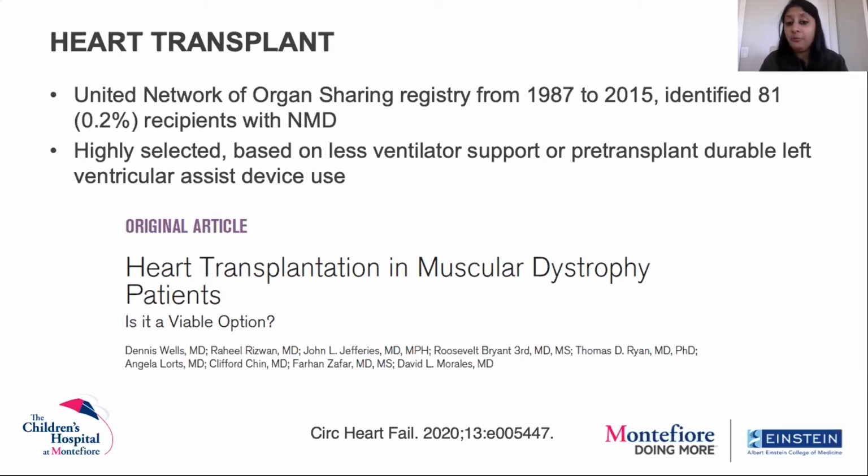However, hot off the press, this was just published this year, patients with muscular dystrophy is a viable option. Patients with muscular dystrophy were searched from the United Network of Organ Sharing, or the UNOS database. From 1987 to 2015, they found that there were 81 patients. Obviously, they formed a very, very low volume of the entire population. They formed only 0.2% of the recipients.